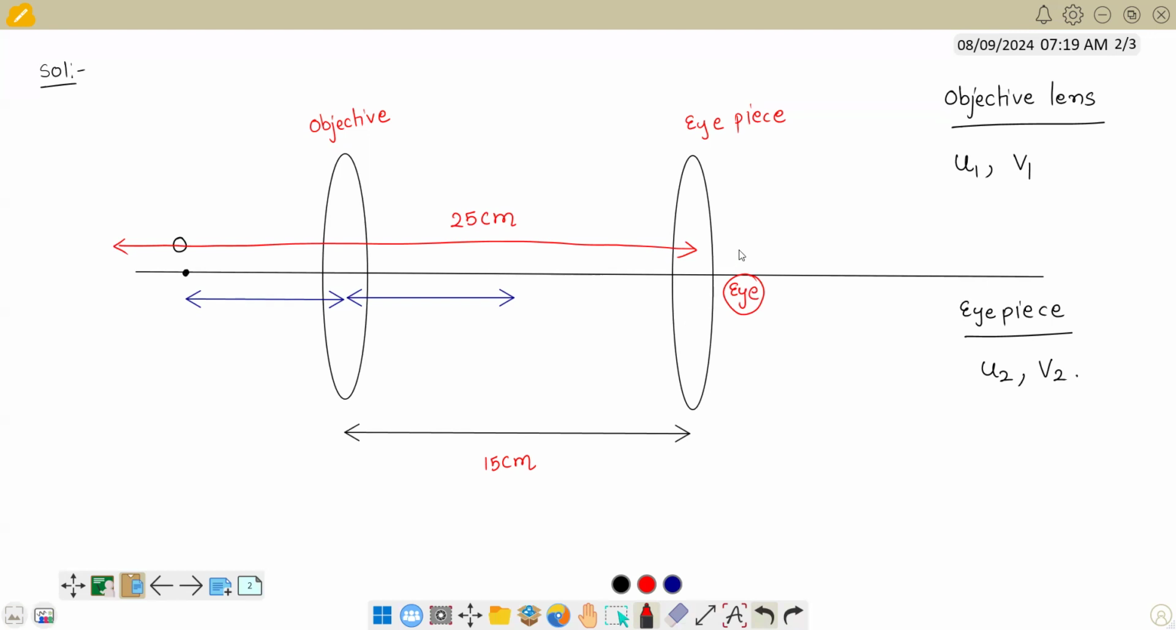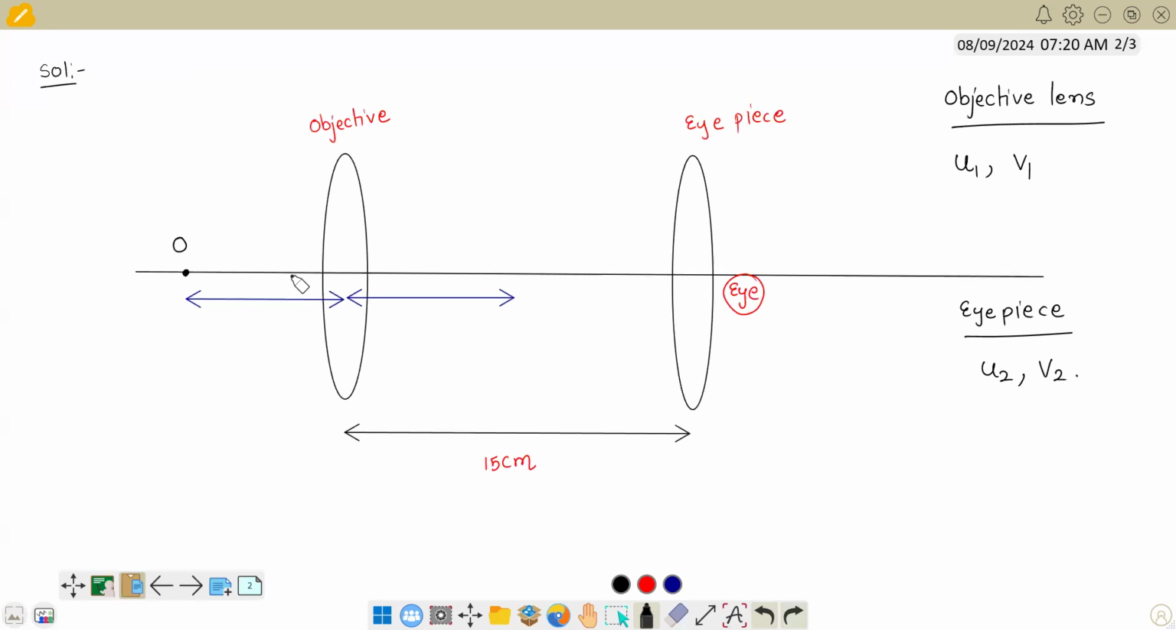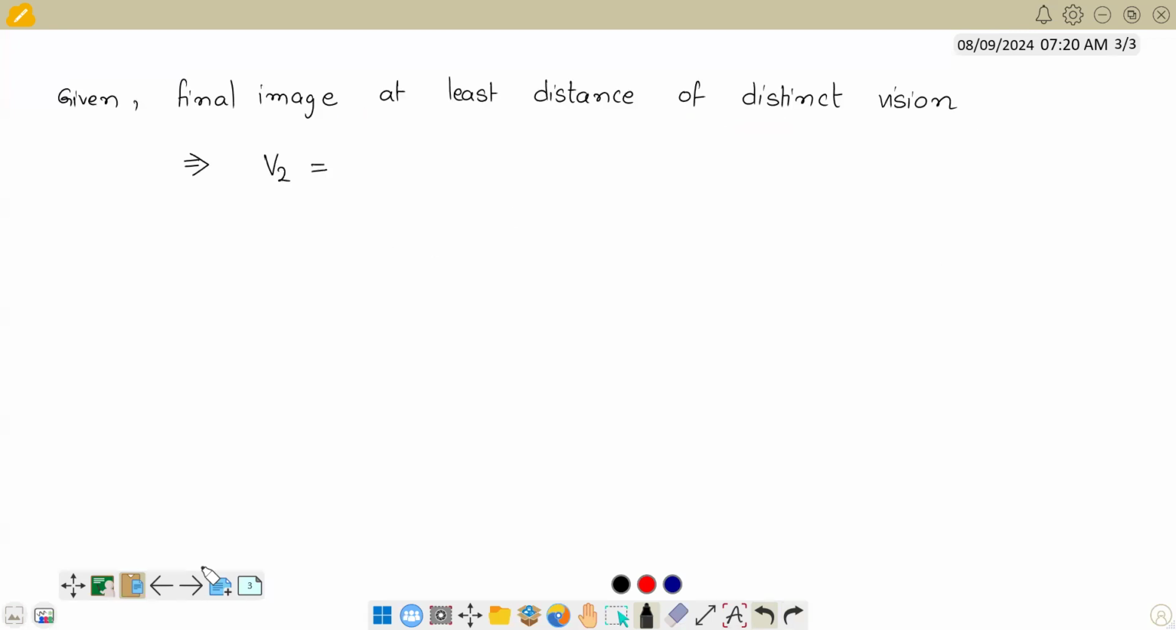Don't get confused with eyepiece and human eye. Okay, both are different. Eyepiece means it's a convex lens present inside the optical instrument, and our eye would be looking through the eyepiece. That's why the name is called eyepiece. So when we say the final image is at the least distance of distinct vision, the final image created by the eyepiece would be 25 centimeter in front of the eye. I hope you understood that. So we can say indirectly the final image is at the least distance of distinct vision. It implies that v2, since it is in front of the eye, anything to the left side I take as negative, anything to the right side I will take as positive. So v2 would be minus 25 centimeter.